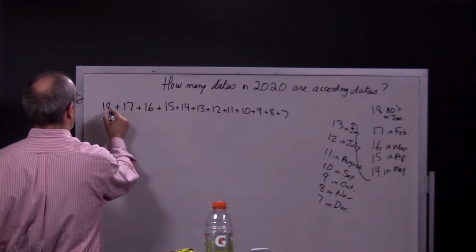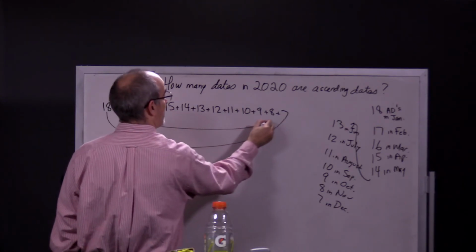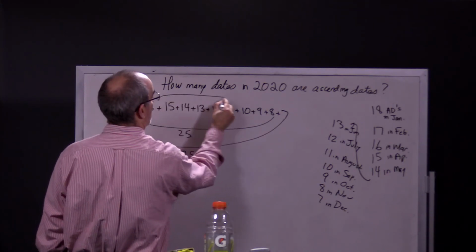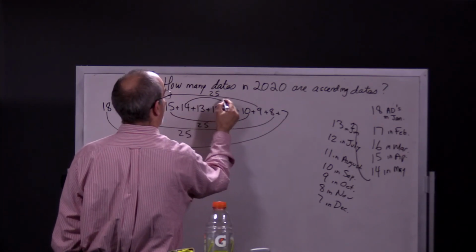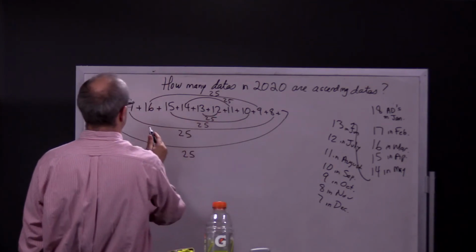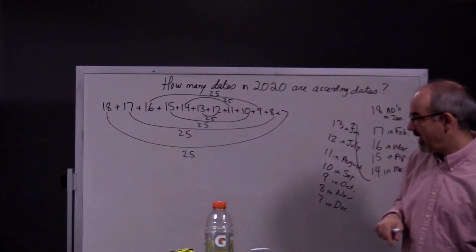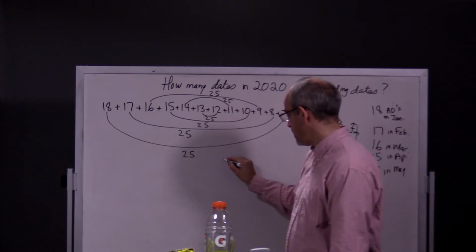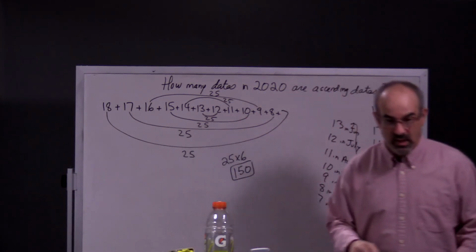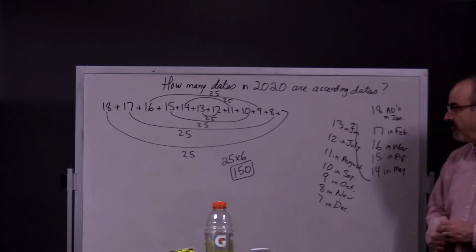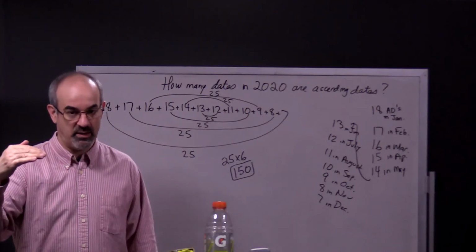If you notice, the first and last number add up to 25. Well, if you keep going in, each pair that you pick is going to add up to 25. So there's 1, 2, 3, 4, 5, 6. There's 6 pairs of 25. So in 2020, there are 150 days that if you wrote them out, they would have an order where the month is a smaller number than the day, which is a smaller number than the year.